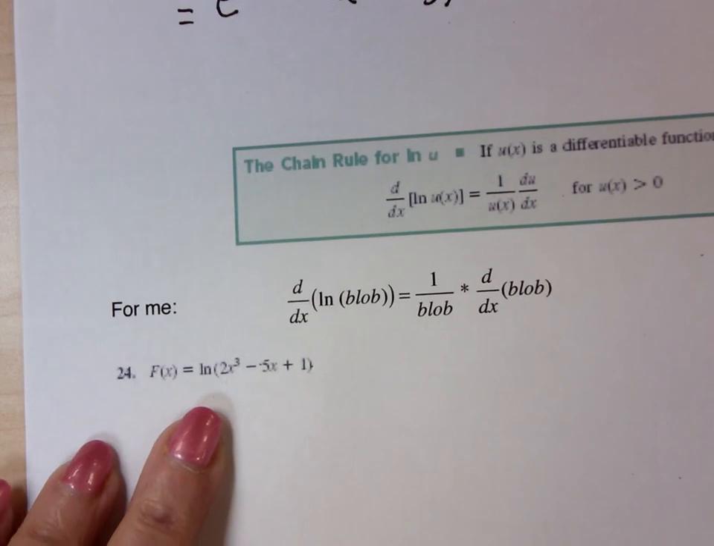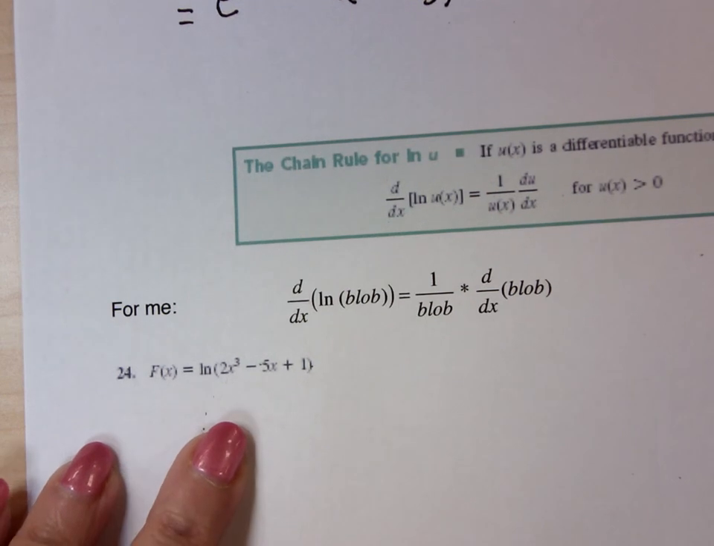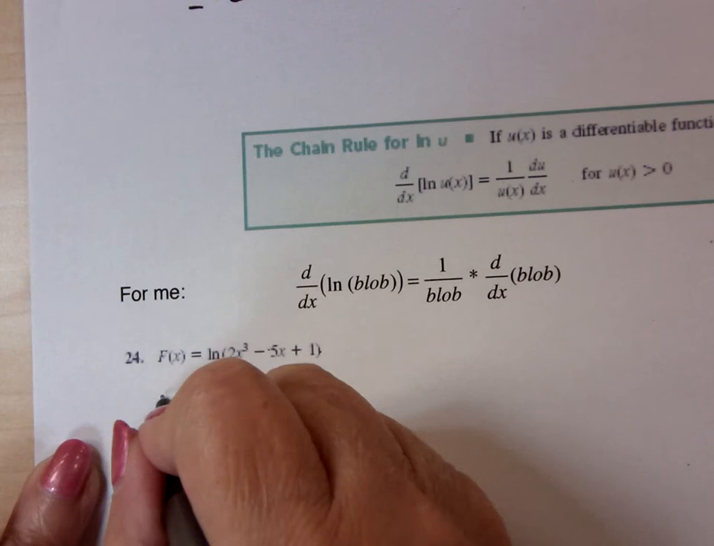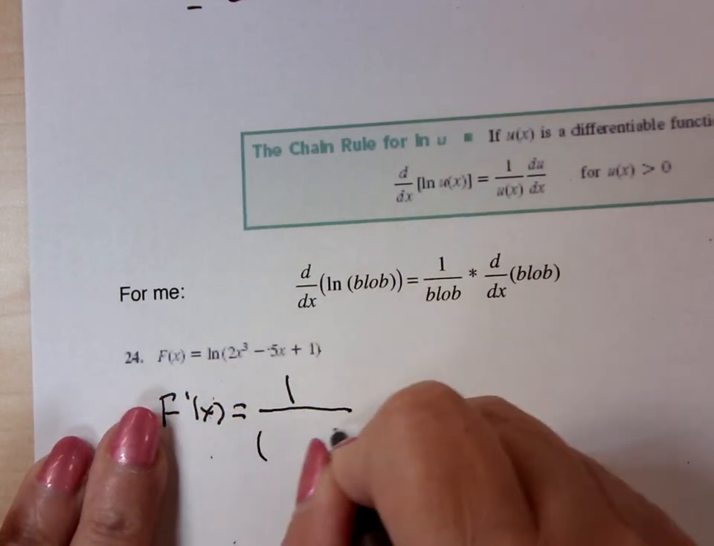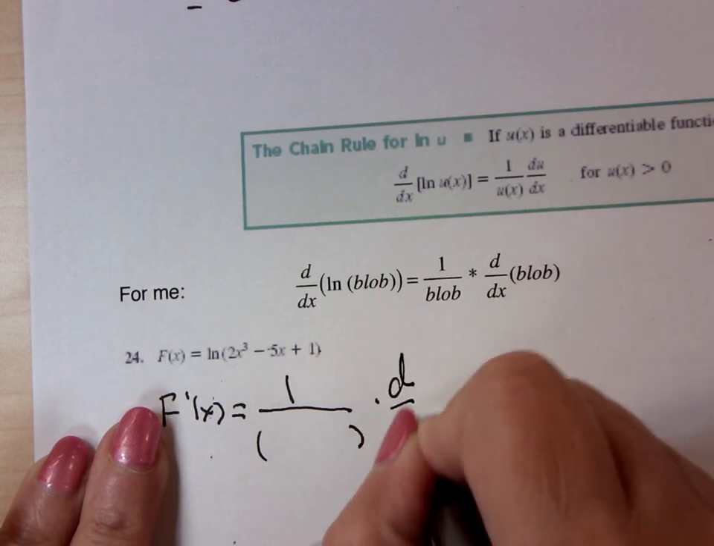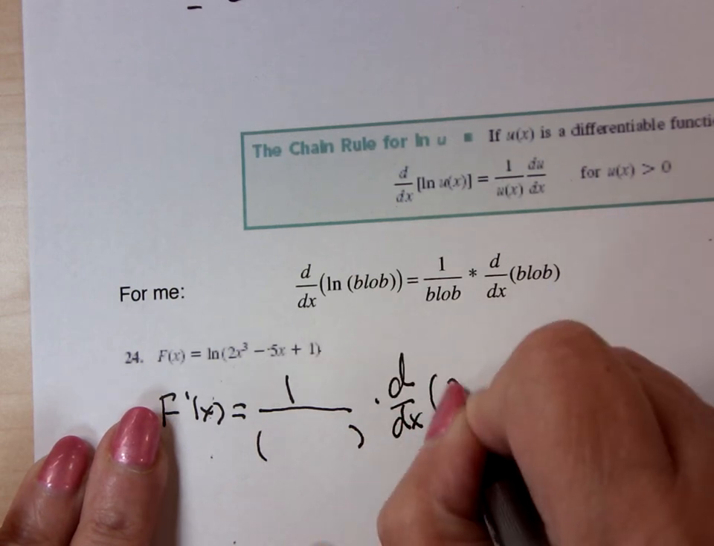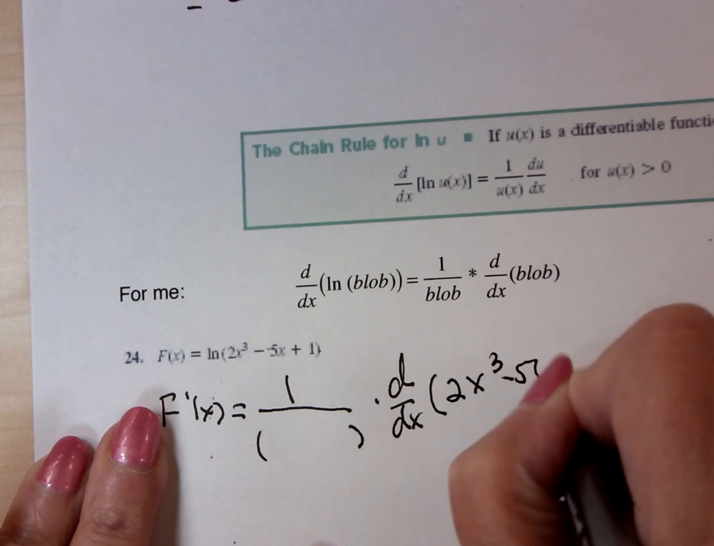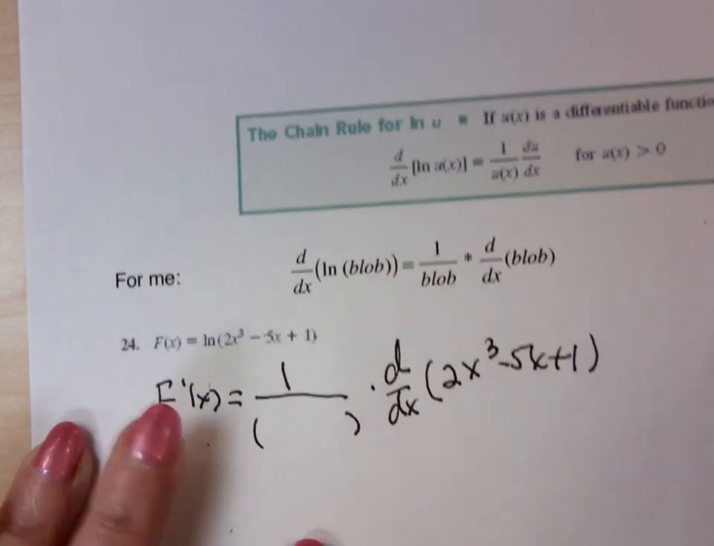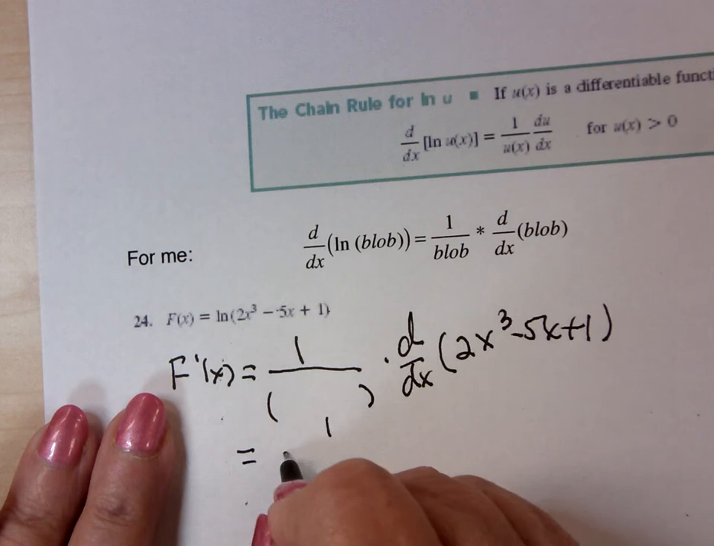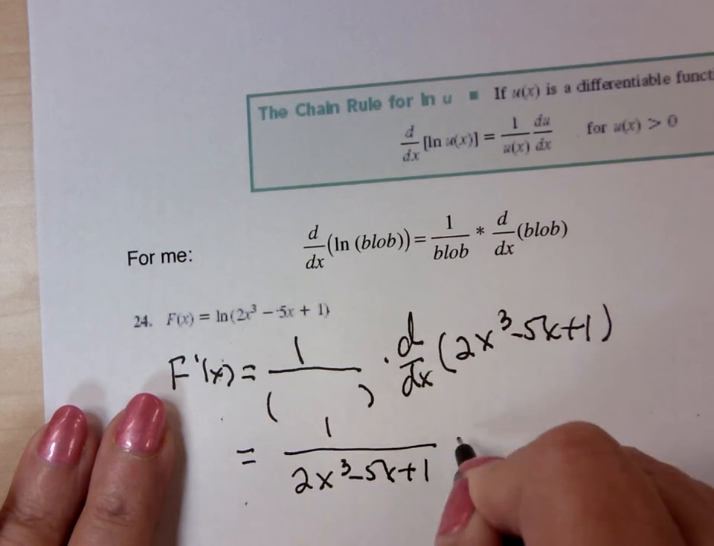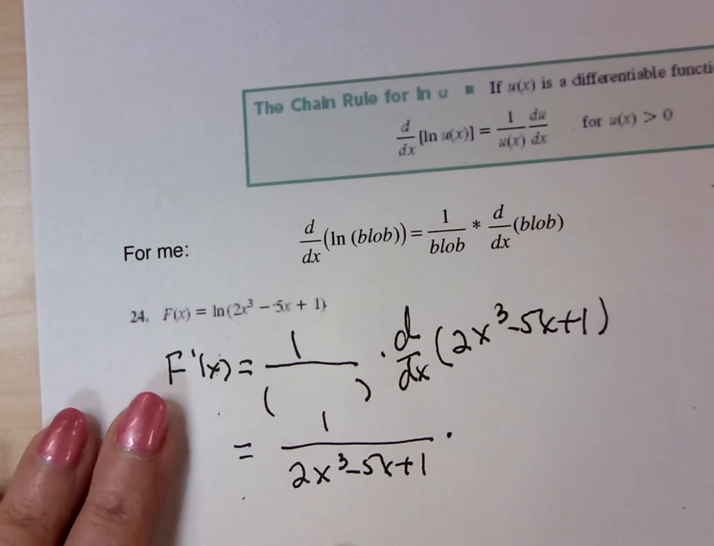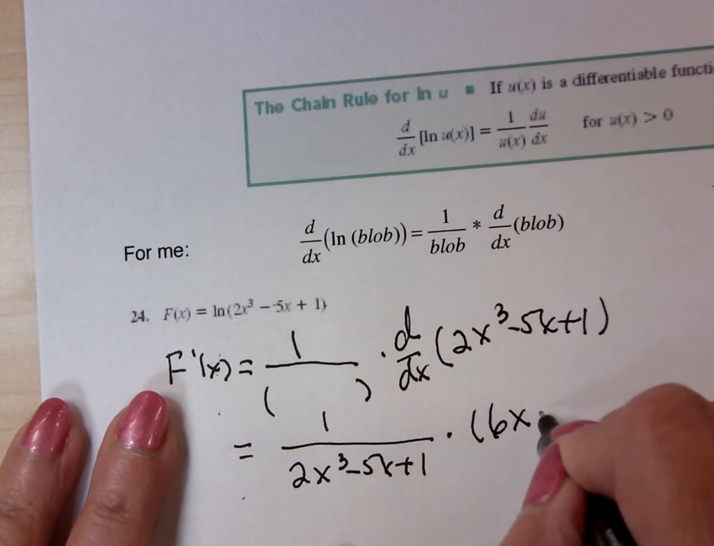So the derivative of the natural log of 2x cubed minus 5x plus 1 is f prime of x is 1 over the blob times the derivative of the blob. We're not done. 1 over the blob. And what's the derivative of the blob? 6x squared minus 5. 6x squared minus 5. Don't forget the parentheses.